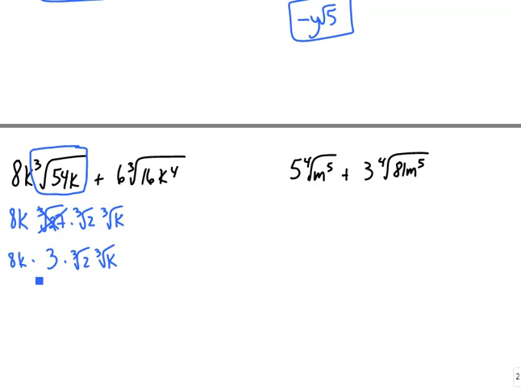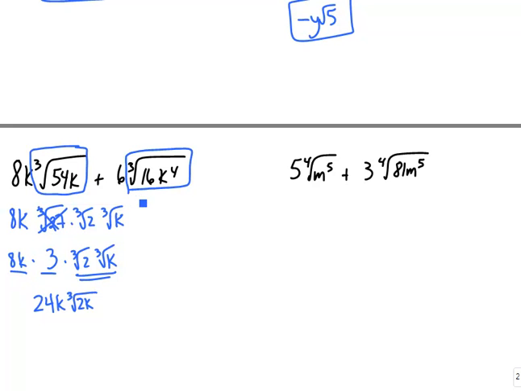So now just to clean this up a little bit, 8k times 3 is 24k, and let's just push these two into the same radical, so we get cube root of 2k. So there's our first term simplified. Now we're going to do the same thing on the second term.